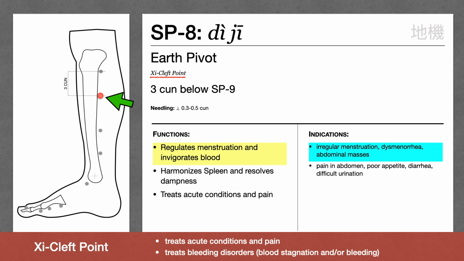So if a patient has acute dysmenorrhea due to stagnation, we might combine spleen 8 with LI4, since both points are good for moving qi and blood and stopping pain. And Maciocia also mentions that spleen 8 can be used to stop bleeding in cases of excessive menstrual bleeding or blood in the stool.